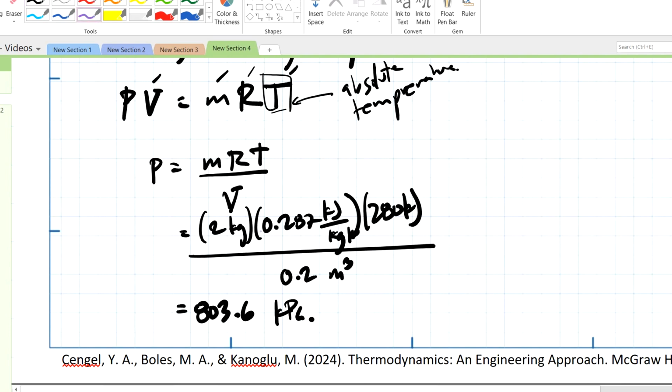So for the units, let's check. Kilogram cancels out, we have Kelvin and Kelvin, and what's left to us is kilojoules per cubic meter. But what is kilojoules? Kilojoules is kilonewton meter. So meter raised to 1 divided by meter cubed, you have meter squared at the bottom. So our unit is kilonewton per meter squared, and this is kPa, kilopascals.